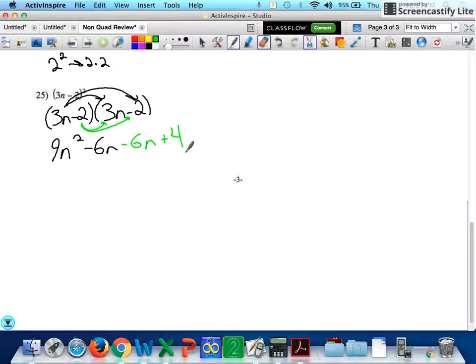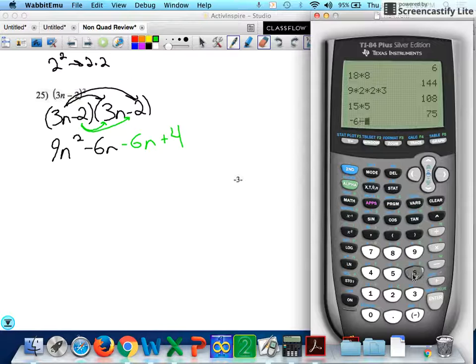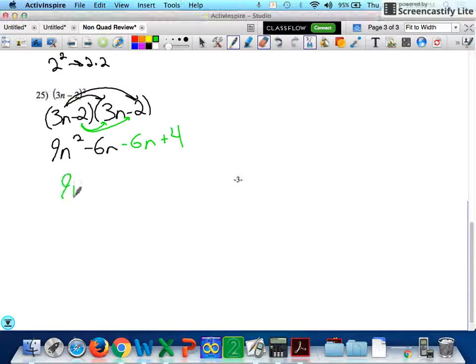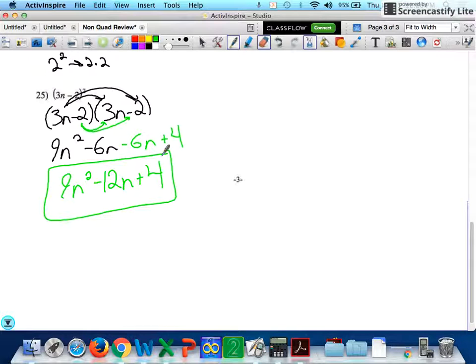This is where you have to take caution. Two of the last recent problems had something that canceled out because they were exact opposites, like positive 14 and negative 14. That'll trip people up here because they'll say, oh, good, those cancel. They do not. That is a negative 6 and a negative 6, okay? Negative 6 minus 6 is negative 12. So that stays in there. 9n squared minus 12n plus 4. And that's my final answer, okay?